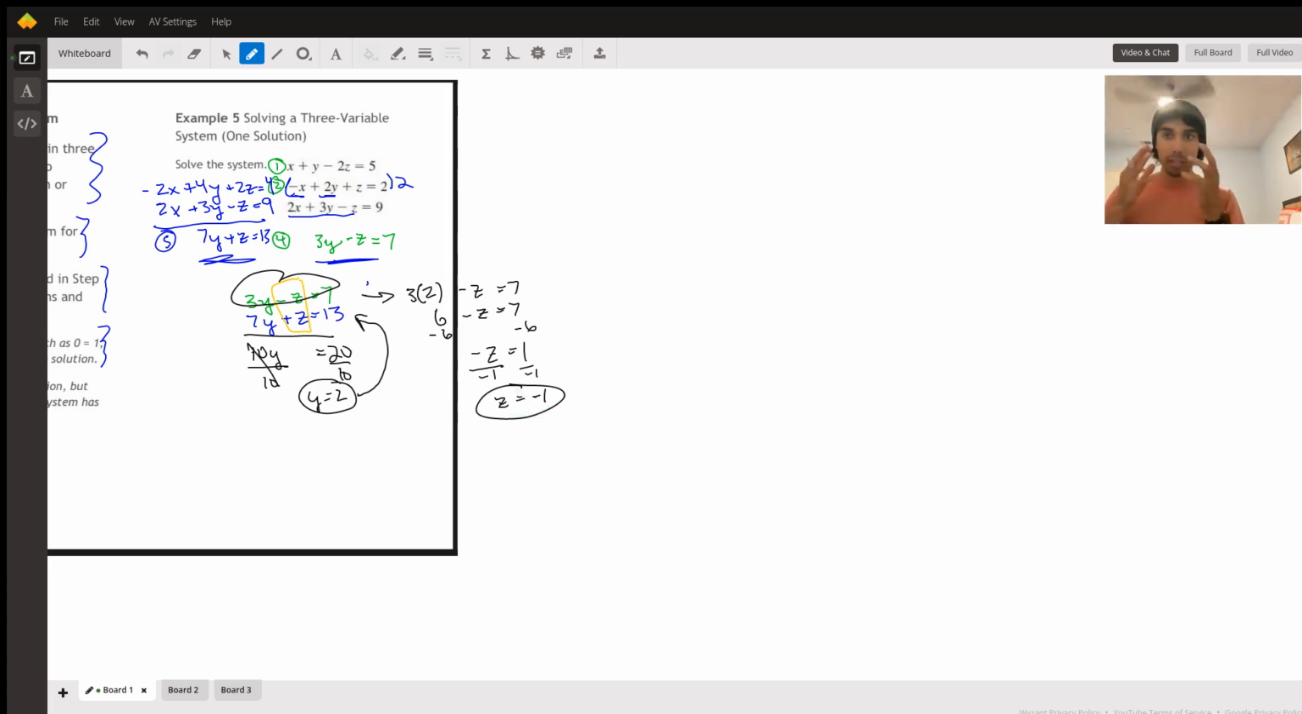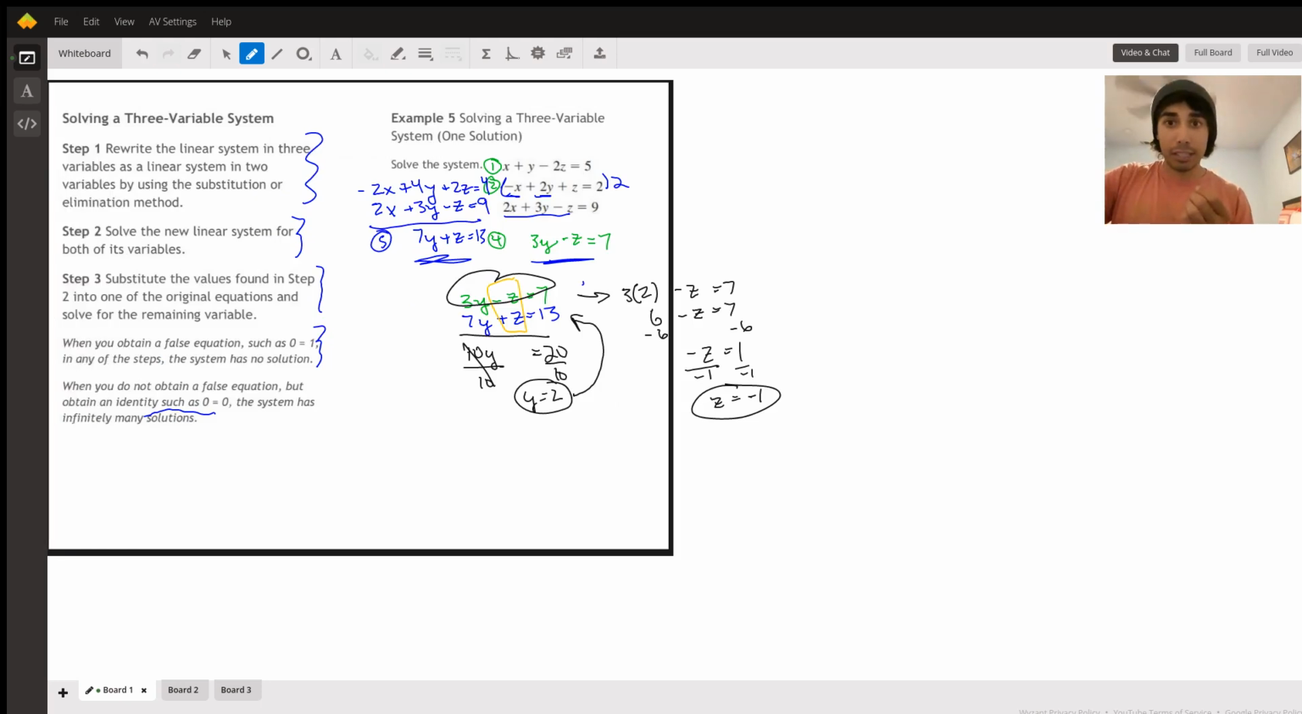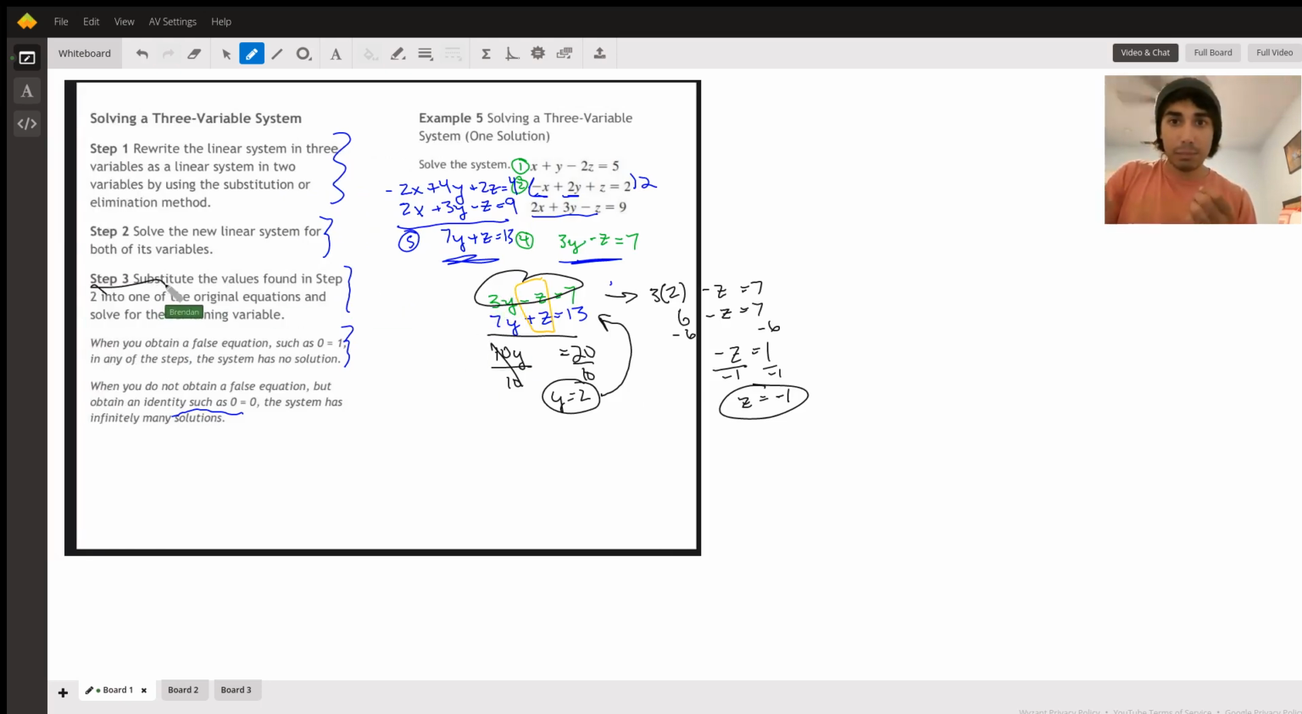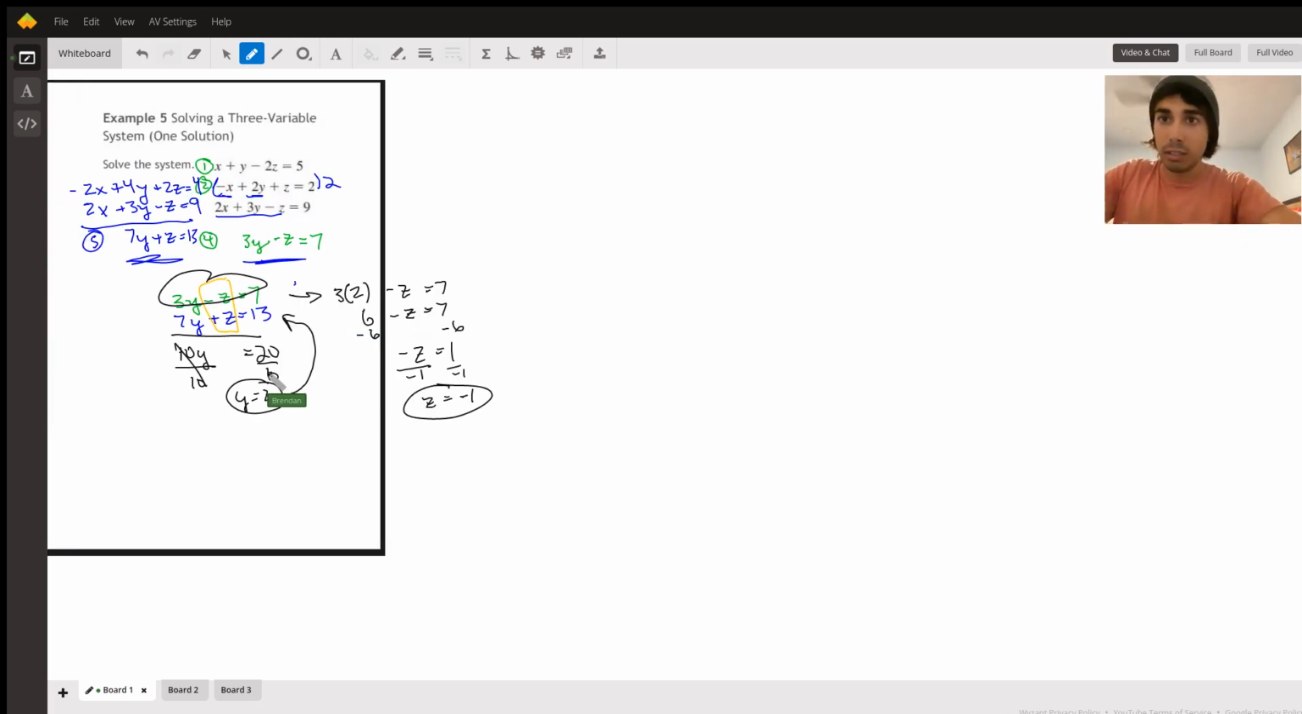All right, so now we've got 2 variables. And again, the last step, that's step number 3 here. We're going on to step 3. Substitute it, and then we are going to solve for the one remaining variable. Substitute into one of the original equations. So when we say original, that's these guys, the ones that we started with. I know y, I know z. I just need to know x. It doesn't matter which one, but I'm going to do the first one.